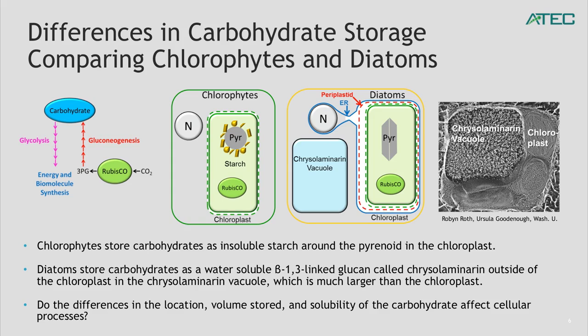Now, there are differences not only in the location where they're storing the carbohydrate, but also the accessibility is different. Chrysolaminarin is water soluble, it's easy to break it down. Starch is insoluble, takes more energy to break it down. So you can ask the question, do the differences in the form of carbohydrate that's stored, their location, and their solubility affect the ability of the cell to use this carbon?